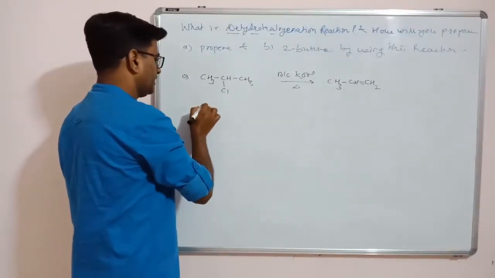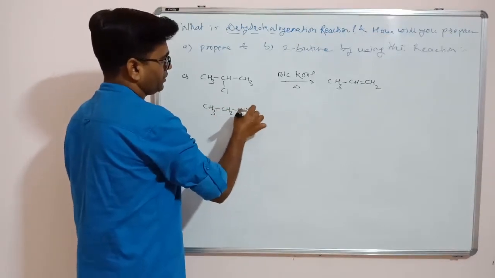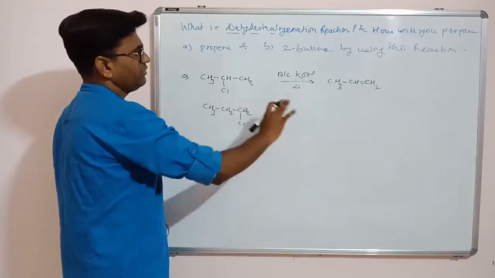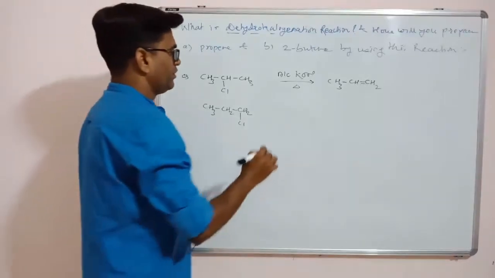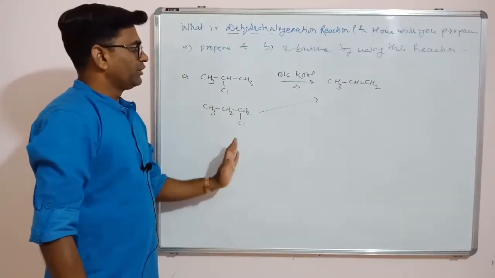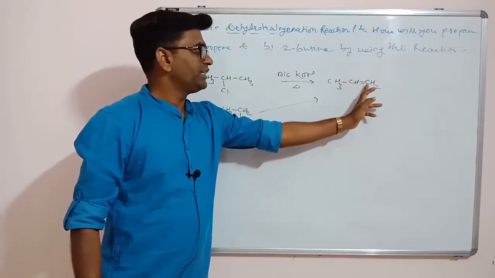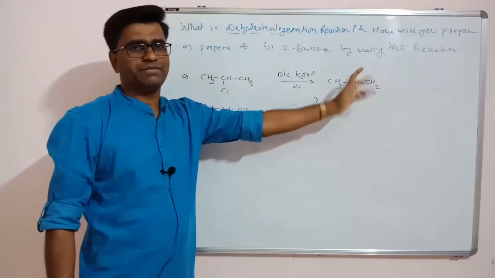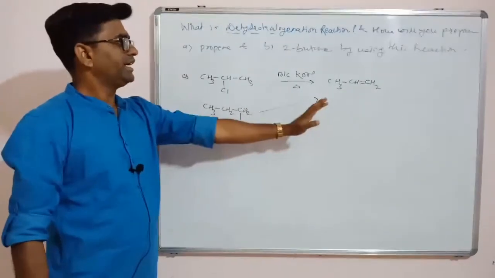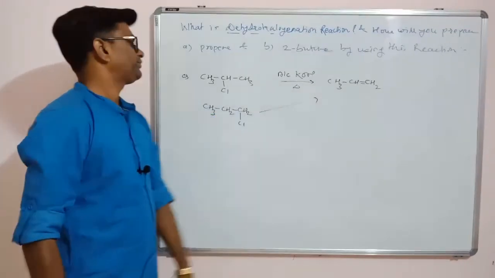Instead of 2-chloropropane, if you use CH3, CH2, CH2, Cl, then the product will also be the same, because either 2-chloro or 1-chloro, there are only 3 carbons, so whether the double bond is here or here, the product will be the same, that is propene. For this reaction, either this one or this one, both will be okay.